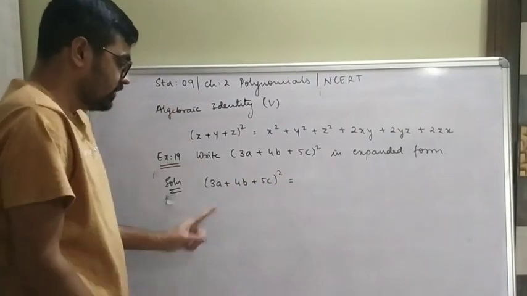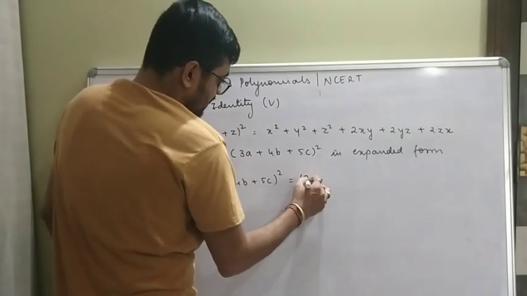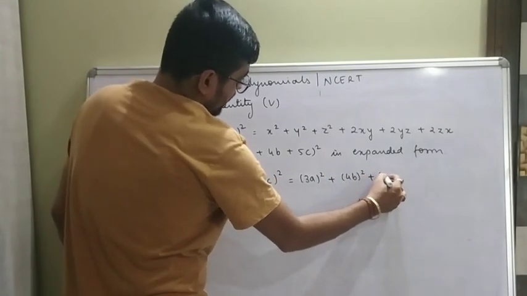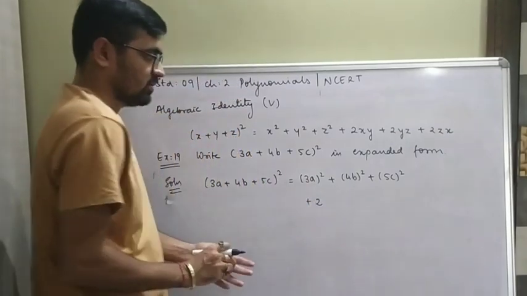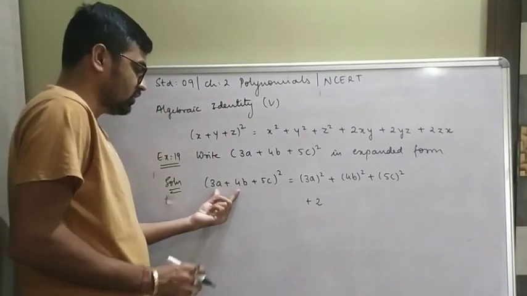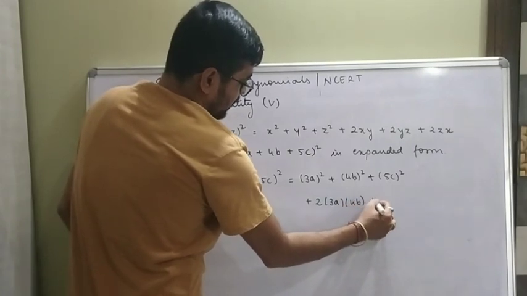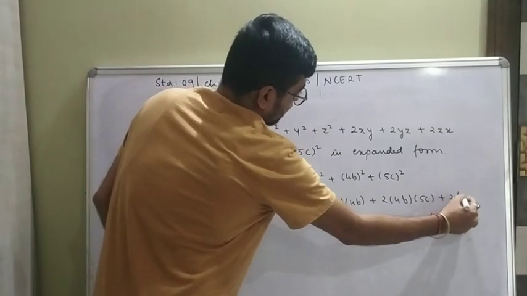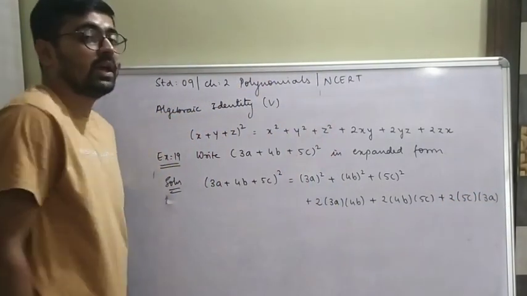How I told you to write? The sum of the squares of individual terms. Correct? So first is 3a square plus 4b square plus 5c square plus 2 times. What did I say? Product of two terms at a time. So these are the two terms at a time. So I will write twice 3a into 4b, twice 4b into 5c, plus twice 5c into 3a. This is how we can expand it.